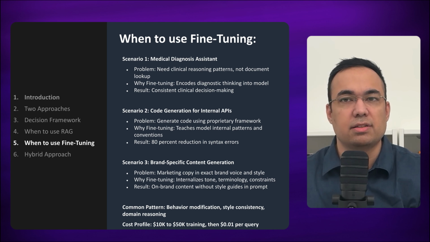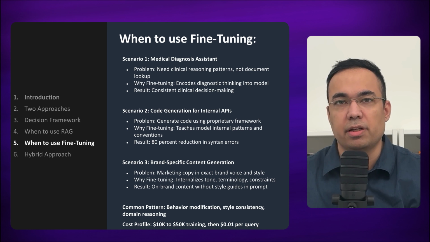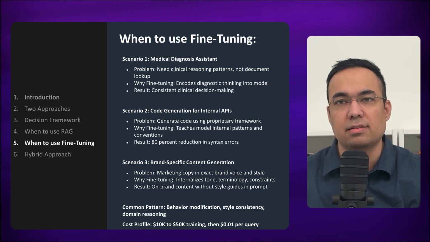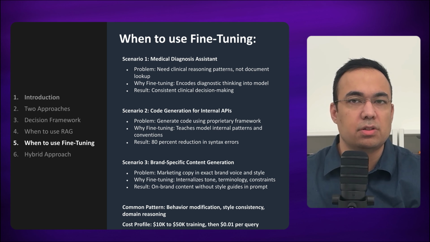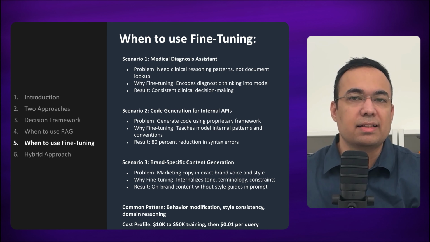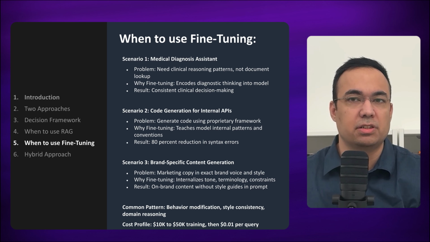The third scenario here is the content generation with very specific tone requirements. Imagine you need marketing copy in your exact company voice, following strict terminology guidelines and maintaining consistent style across all outputs. Fine-tuning is the right choice here because you internalize the tone, terminology, and constraints into the model itself. You don't need to include the detailed style guides in every prompt, so the model naturally produces content that matches your desired voice. In systems like this, content teams get on-brand material without extensive prompt engineering or manual editing.